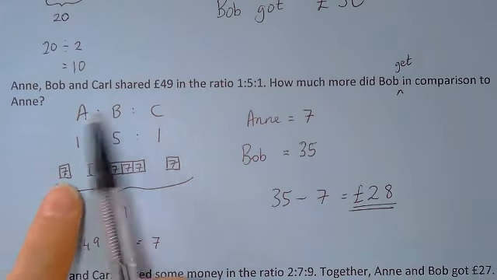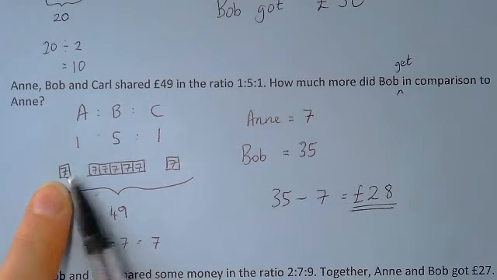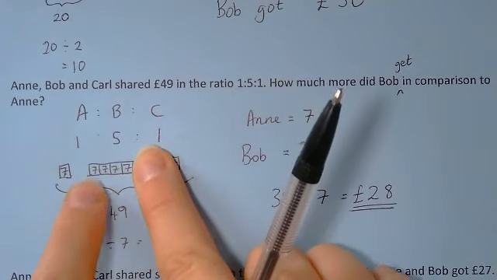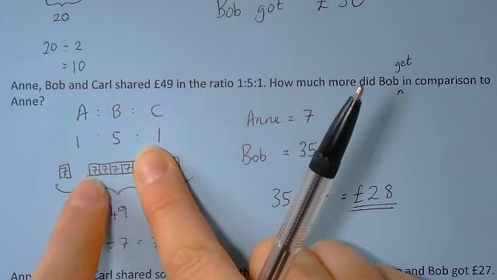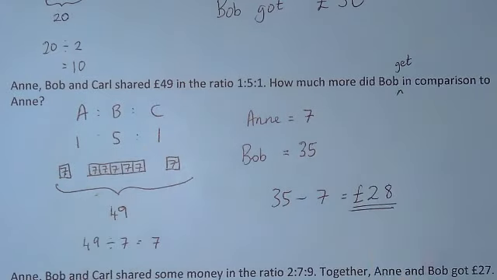Now, we could have done that in another way. We could have said Anne got 1 block. So let's get rid of 1 block. So Bob got 1, 2, 3, 4. Bob got 4 more bars. So 4 times 7 gives us 28. So there are actually 2 ways of doing that last one.